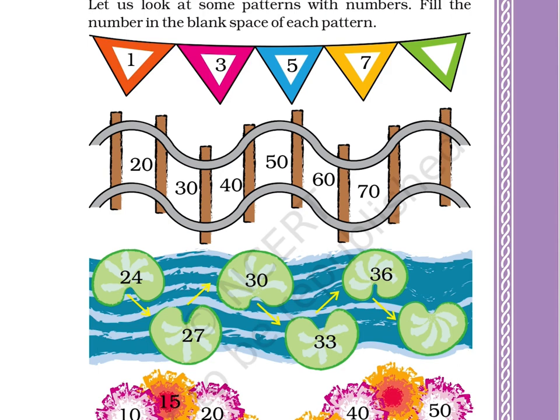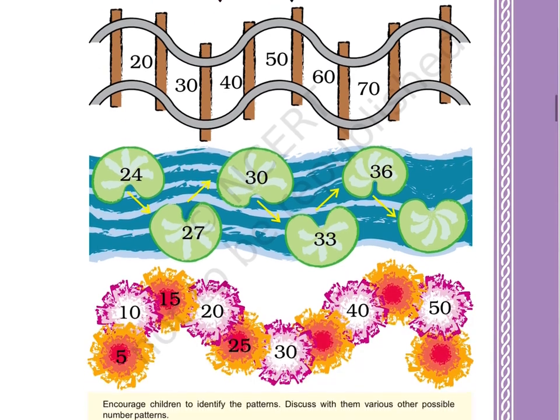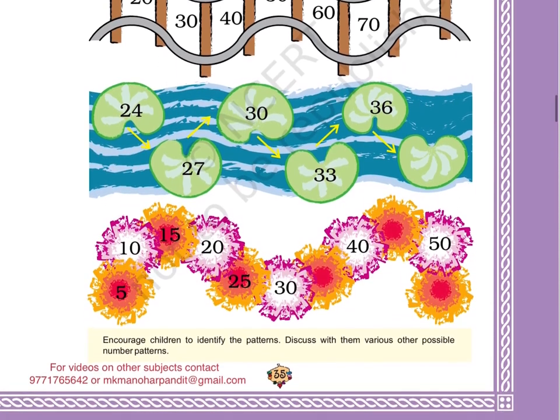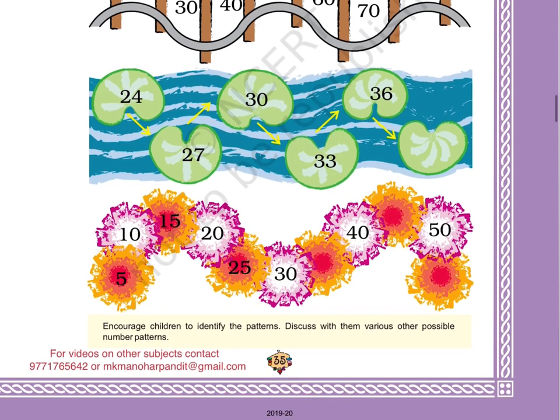Pattern C. 24, 27, 30, 33, 36, dash. The numbers are written on lotus leaves, one number on one leaf, pointing upwards and downwards alternatively.